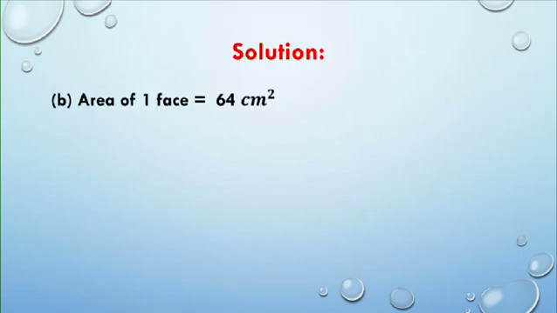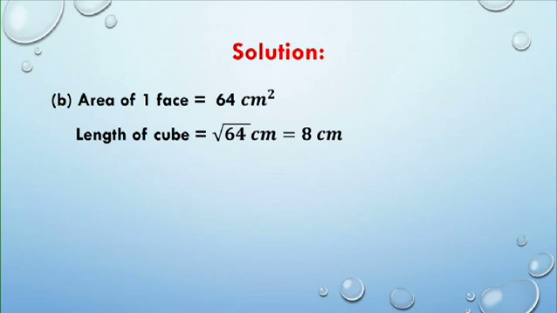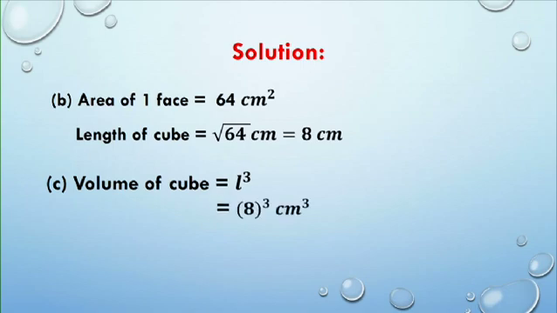Now, part B, I need to find the length of one side. So the area of one face is 64 centimeters square. And to find the length, I take the square root of 64. That is, the length is 8 centimeters. Part C, the volume of the cube is L cube. So 8 to the power of 3 centimeter cube. That is 512 centimeter cube.